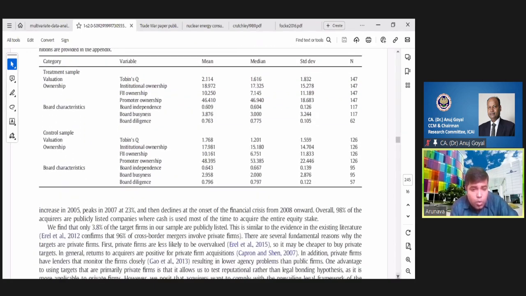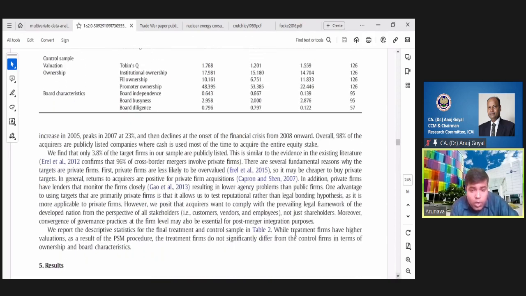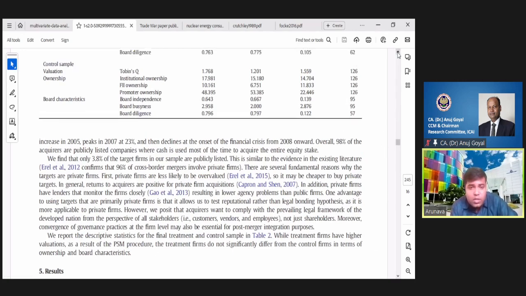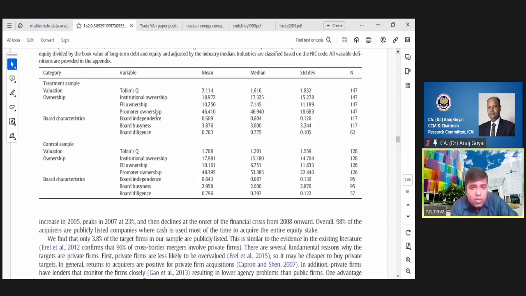So this is table 2, right? They have reported the different table 2. While the treatment firms have higher valuations, they do not significantly differ from the control firms in terms of ownership and board characteristics. So they've given answers to the real research question, even using the descriptive statistics, right?